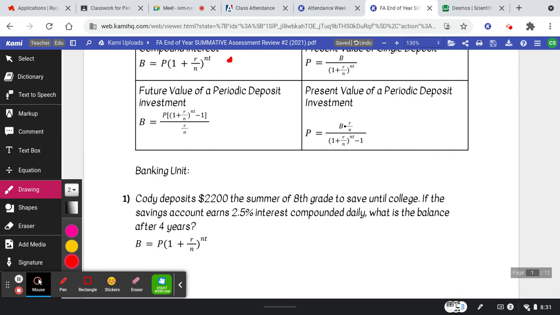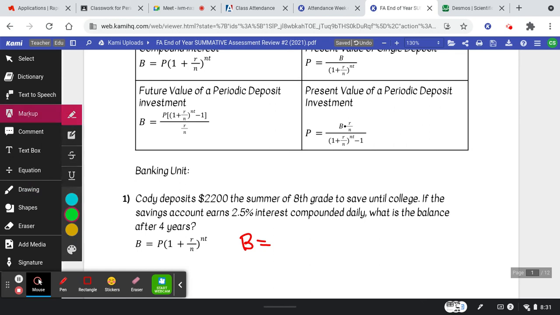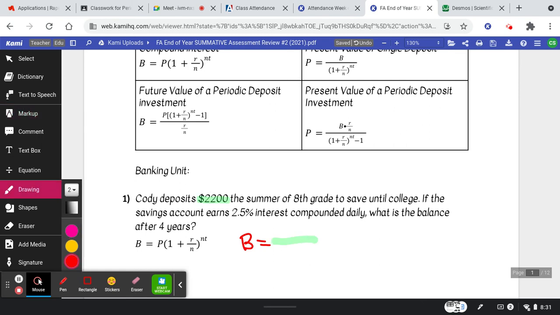So here I go plugging these in, and Perla, you're going to help me with what things go where. So for example, when it says P, the principal balance of the money that I'm depositing, how much money are they putting in the bank? What's my P? 2,200. I'm going to go ahead and put that first into my equation. Then it says 1 plus the rate over N. What's my rate going to be that I plug in here?